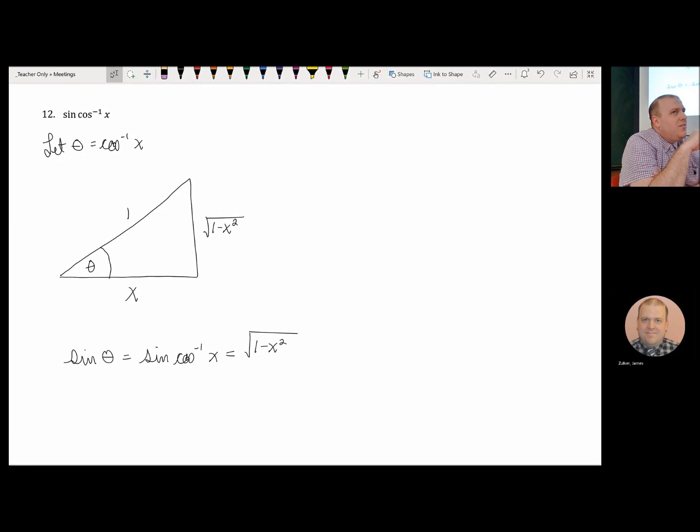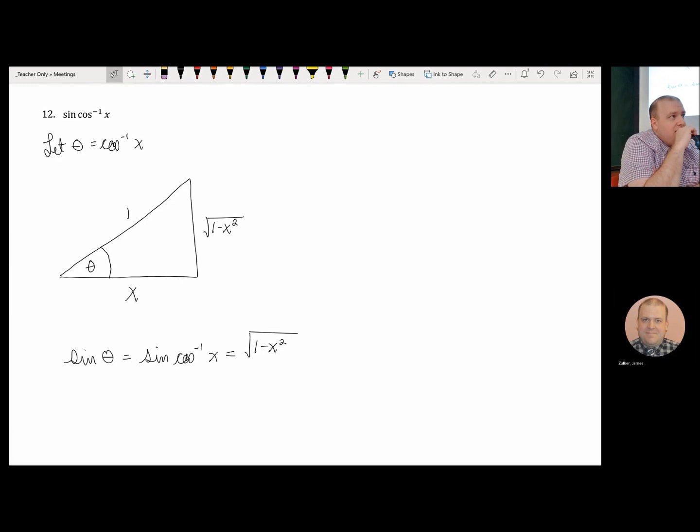Wait, damn it. From 0 to pi, what is sine? Sine is positive from 0 to pi. Yes. So we know that sine of the inverse cosine is going to be positive. Okay. So therefore, x has to be positive, because if x was... no, x can be negative. Because what happens when you take a negative and square it? And you get 1 minus a positive value less than 1. So you can take the square root of that, and the square root always gives you a positive value.